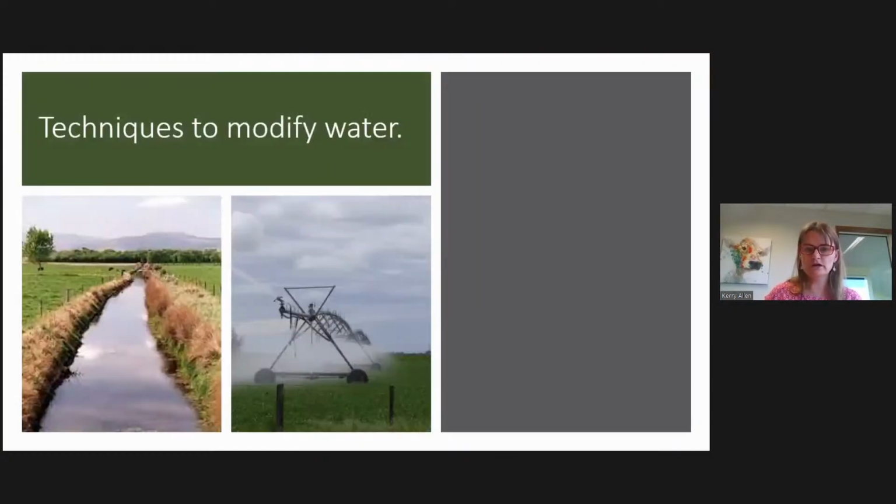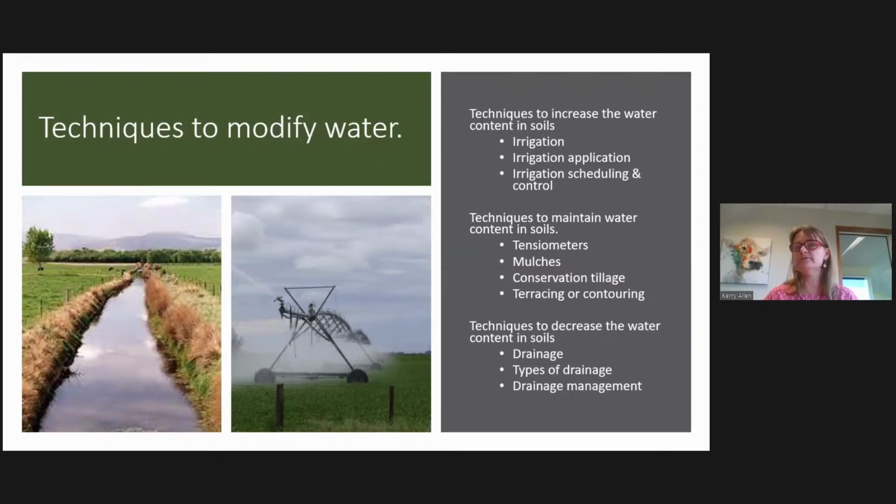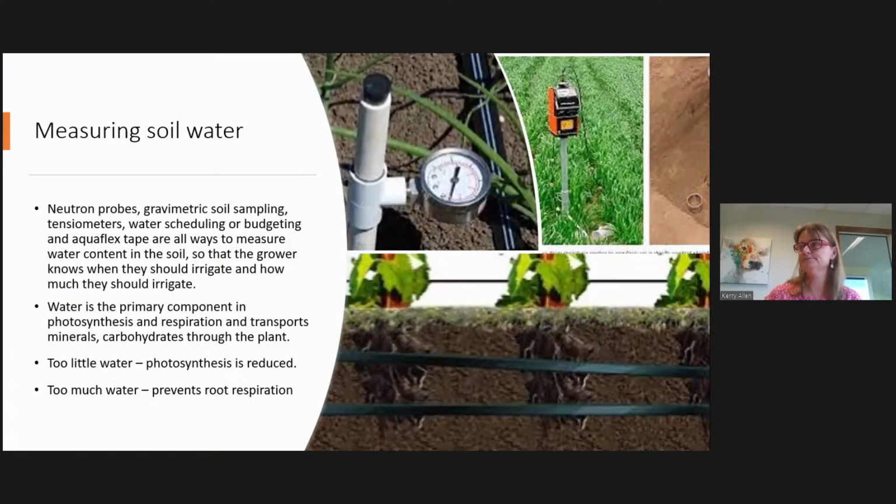Okay, moving on to water. Predominantly, we want to get this for free from the air, so out of rainfall, but we need to be looking at ways we can manipulate this. So to increase, we're looking at irrigation predominantly, irrigation application, scheduling and control. If we want to maintain, we're looking at tensiometers, mulches, cultivation tillage, contouring or terracing. And if we want to reduce the water content, depending on our soil type, then we'll be looking at drainage, different types of drainage and drainage management.